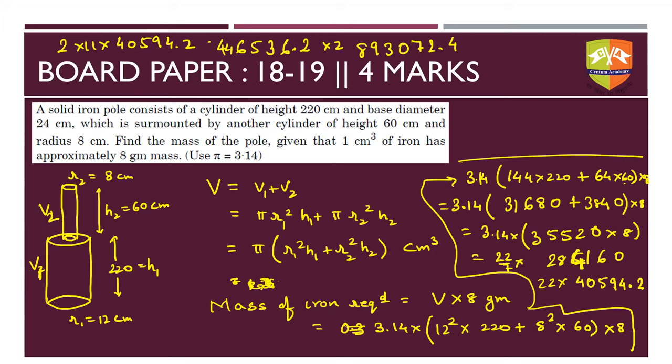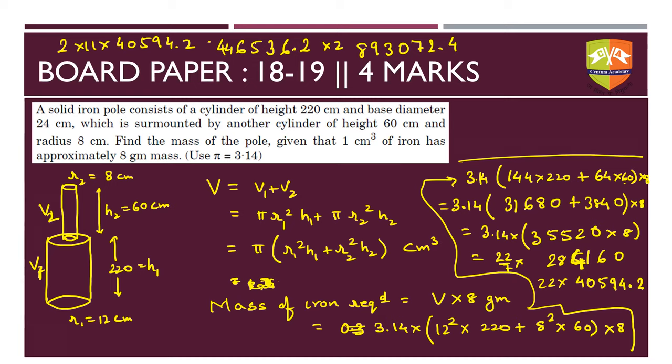8922624. Yes. So those who have got 8922624.4 is correct. So 8922624. If you take 33.14, if I do by 22.7, then what will happen? Let's see. Yeah, 22 by 7. Is there any difference? 12 square into 220 should not be that much difference, by the way, but let me check. 8 square into 60, answer, into 22 into 8 divided by 7.